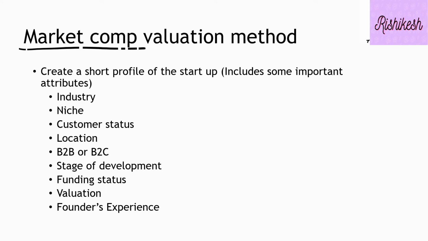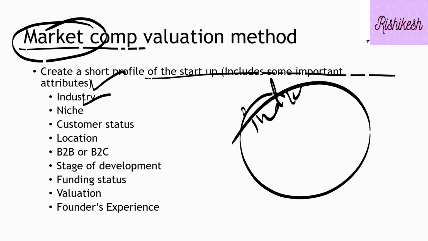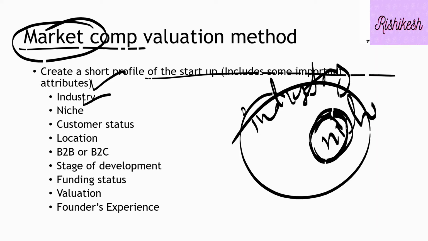The market comp valuation method means you're going to talk about comparables. The first step in this method is that you create a short profile of your startup, and this short profile should include the following things. First is the industry in which your startup is, and the niche which your startup is actually serving. Inside a particular industry, if you are serving a particular segment of this industry, you have to find that out as well. The third thing is the customer status.